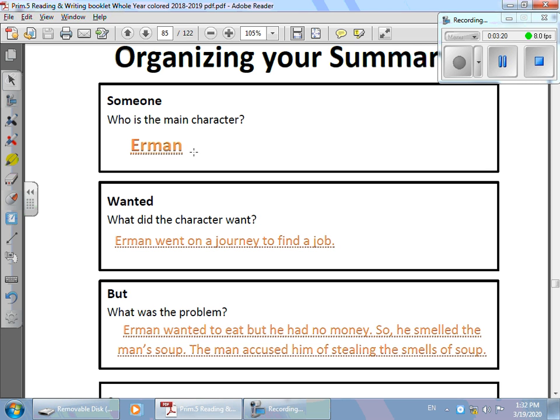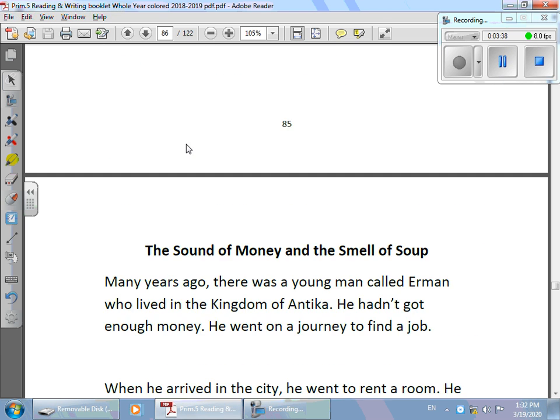First, we said you must mention the main characters. So in your map, you must fill in the map first to organize your ideas. In the map, you are going only to write the name. But when you write it, you won't write only the name. You are going to introduce the main character, as we see here.